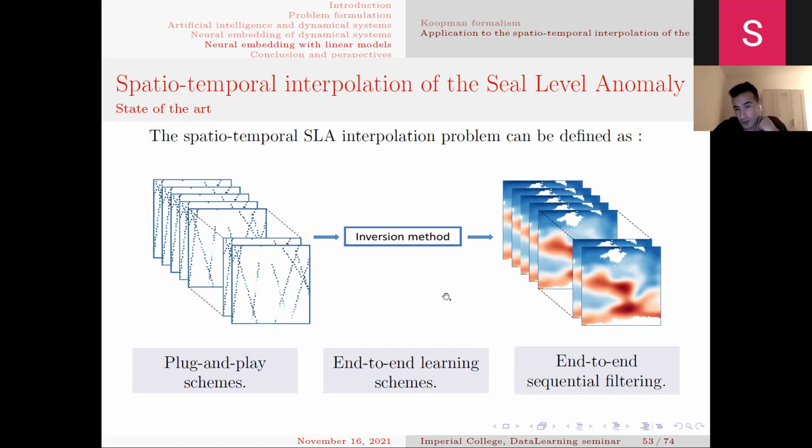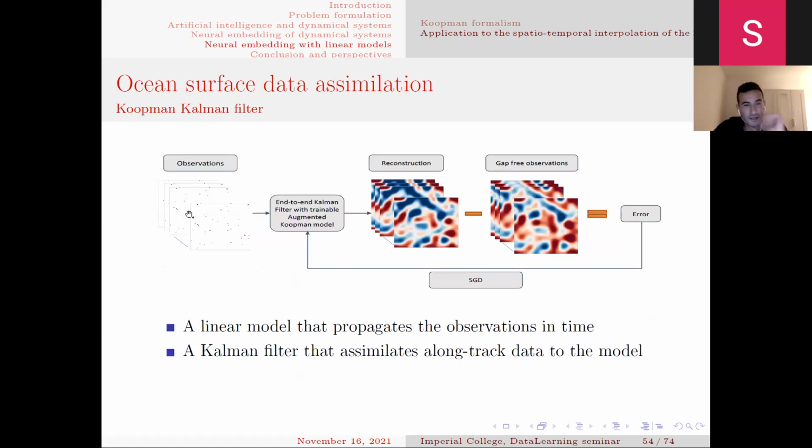So what we try to do is take ideas from both these two worlds and define a classical sequential filtering scheme, the Kalman filter, in an end-to-end setting. What we did is take observations and send those observations to a Kalman filter that has as a dynamical prior the Koopman model I presented earlier. We get a reconstruction, we compare this reconstruction with some ground truth, and we get an error. We minimize this error with respect to the parameters of the dynamical system.